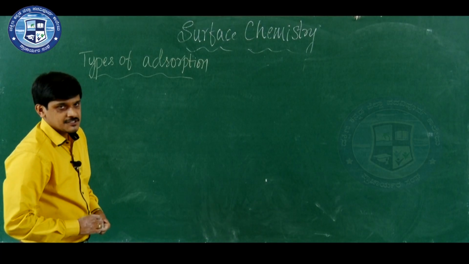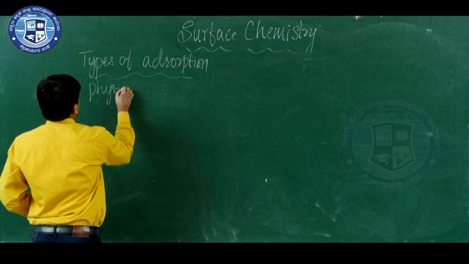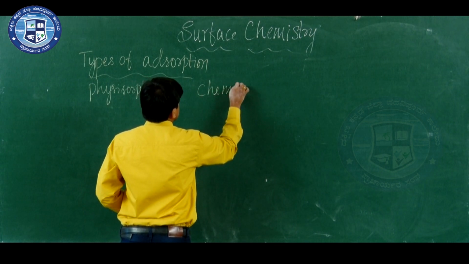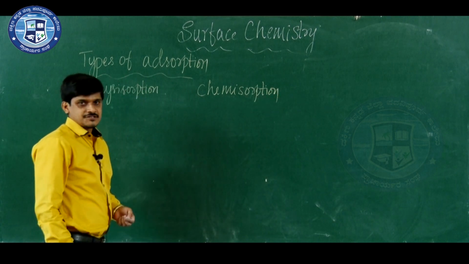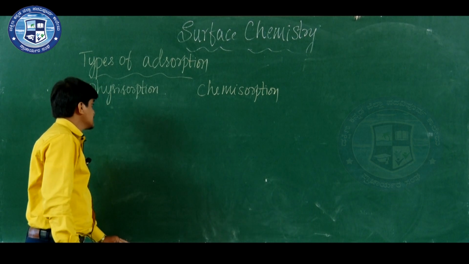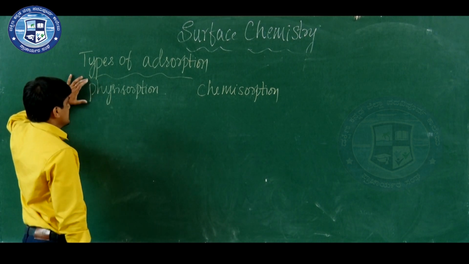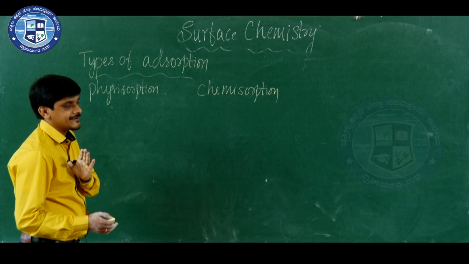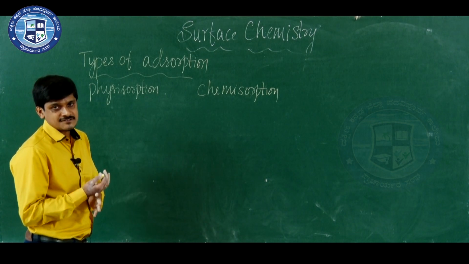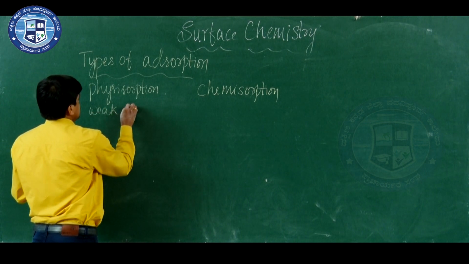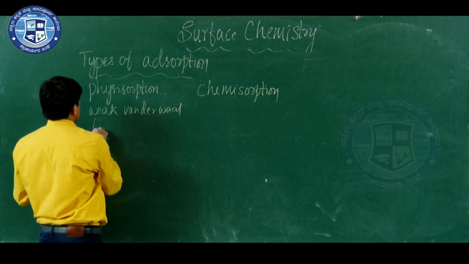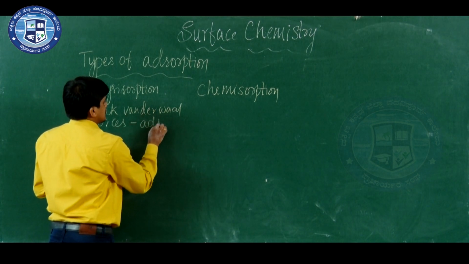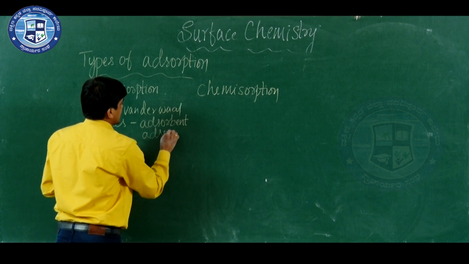There are two important types of adsorption. They are physisorption, also called physical adsorption, and another one is chemisorption. So, what is physisorption? What is chemisorption? In physisorption there will be weak van der Waals forces of interaction between adsorbent and adsorbate. Weak van der Waals forces are there between adsorbent and adsorbate molecules.